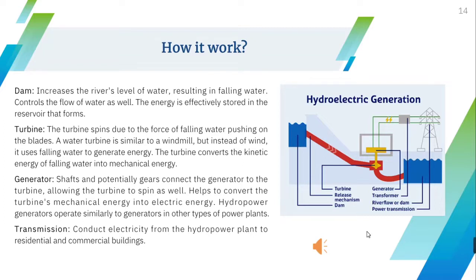Also, the shaft and potentially gears connect the generator to the turbine, allowing the generator to spin as well. It helps to convert the turbine's mechanical energy into electric energy. The fact is that hydropower generators actually operate similarly to generators in other types of power plants. In the end, the transmission components conduct electricity from the hydropower plant to residential and commercial buildings.